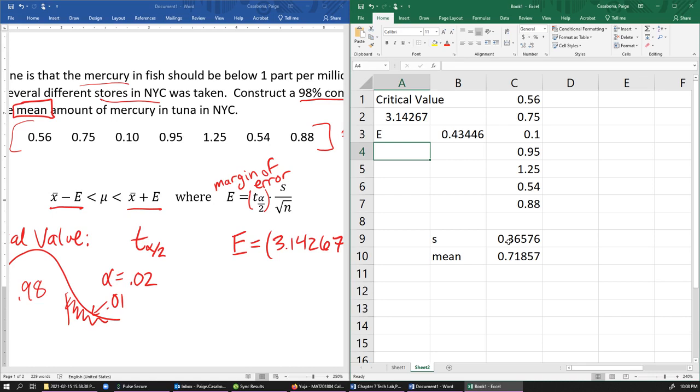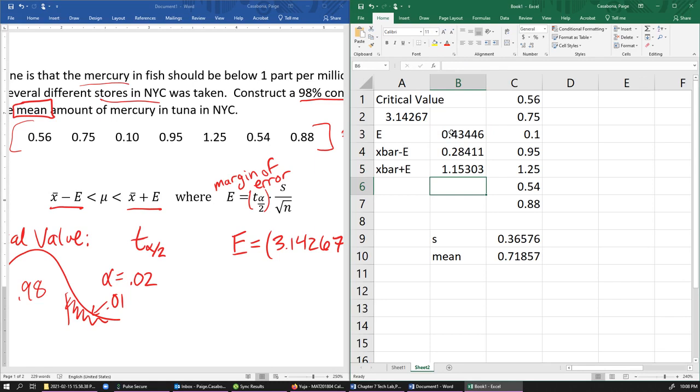And so my mean interval estimate is going to be the sample mean, x bar minus E, and then x bar plus E to get the lower and upper bounds. So I'm going to compute that here. My x bar, my mean of the sample was 0.71857. So I'm going to take that, I'm going to do subtracting my error, my margin of error, and then do the same thing with a plus.